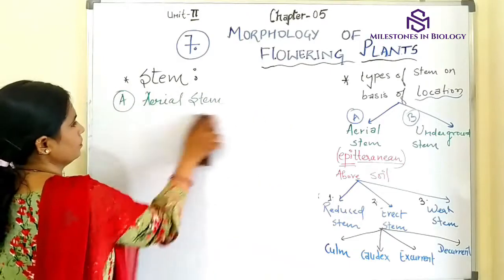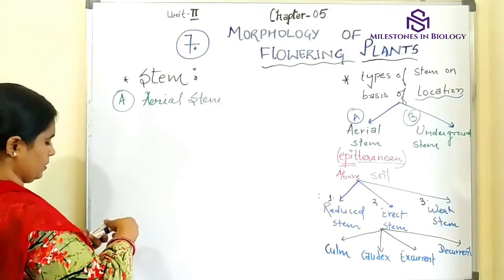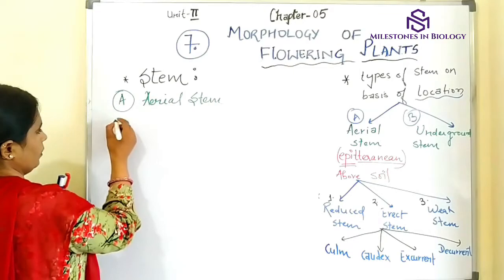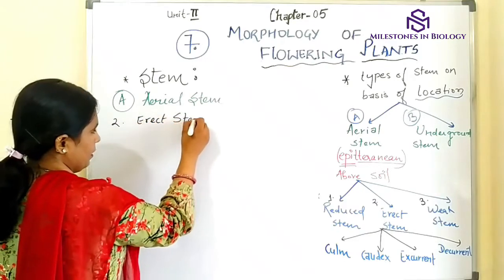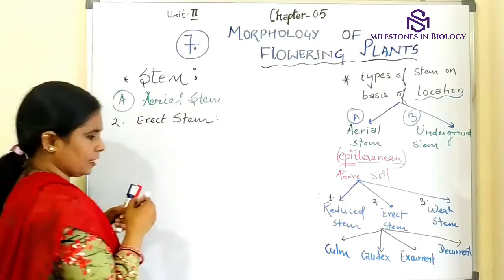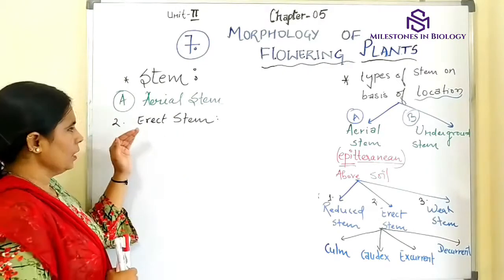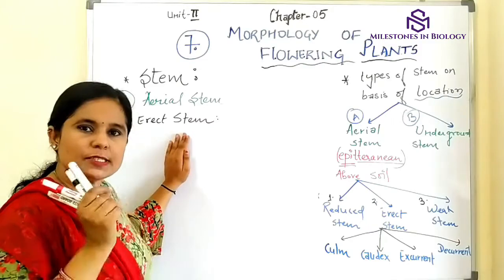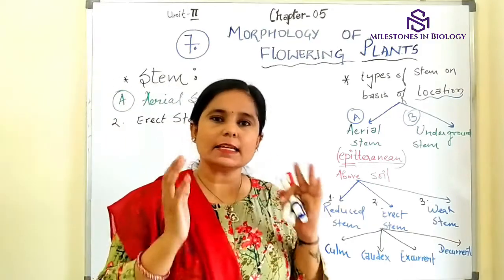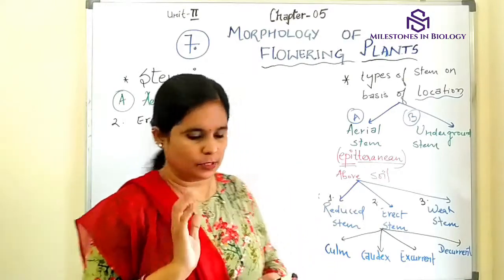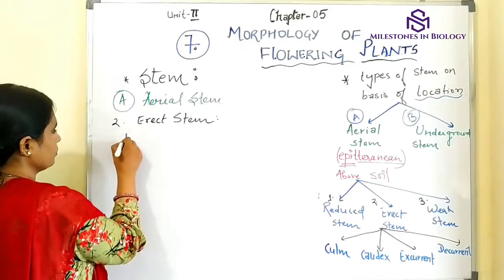Fine. So the second type is erect stem. In that we will be discussing the culm first. Before that, erect stem has sufficient strength to stand upright on the soil, and it can easily hold all the parts in an erect position. So in that, number 1 is culm.